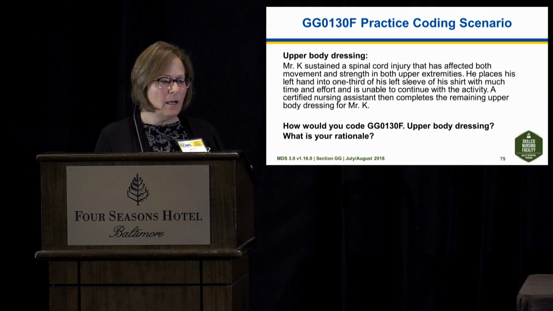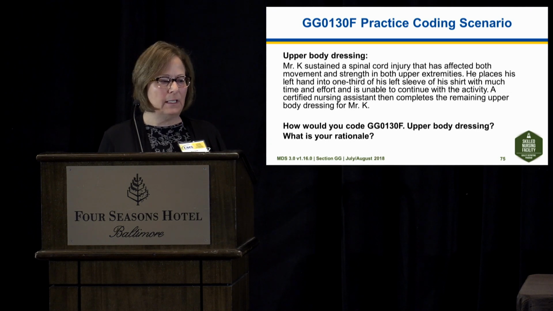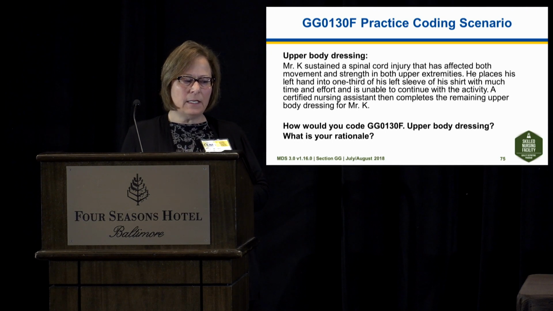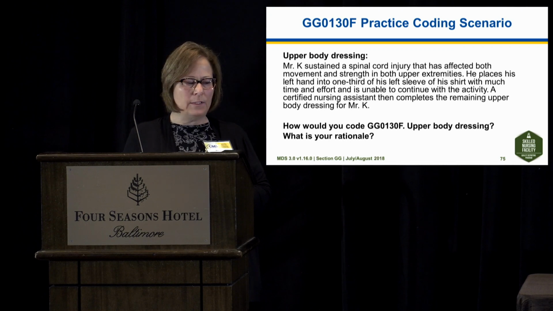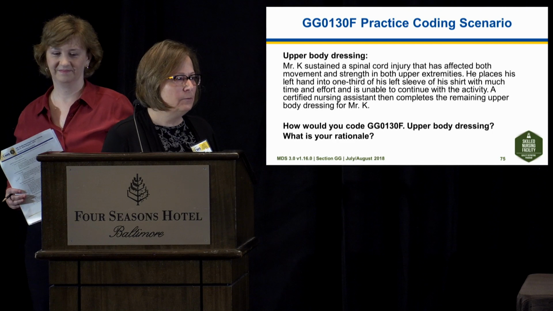So, in looking at upper body dressing and this coding scenario, let's look at Mr. K, who sustained a spinal cord injury that has affected both movement and strength in both upper extremities. He places his left hand into a third of the sleeve of his shirt with much time and effort and is unable to continue the activity. A CNA then completes the remaining upper body dressing for Mr. K. How would you code GG0130F, upper body dressing, and what's your rationale?